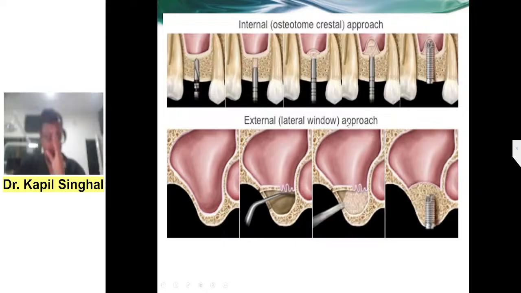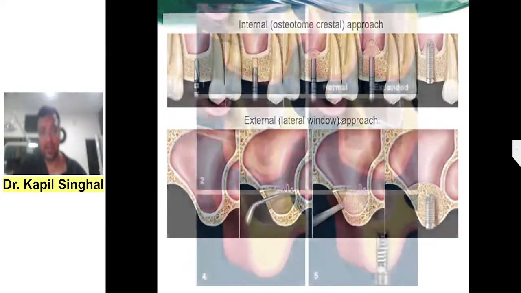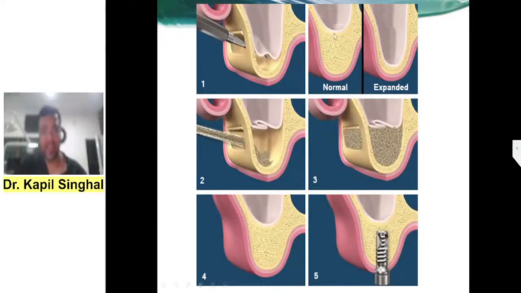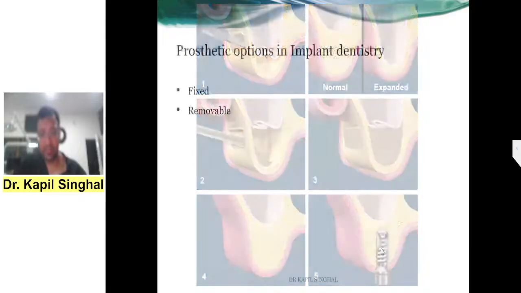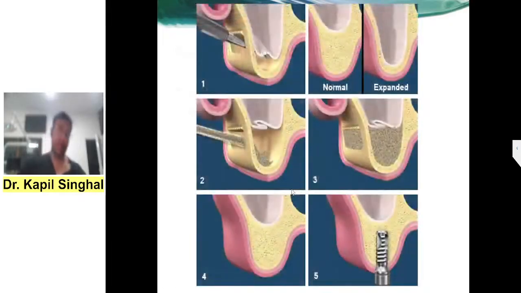Direct because you are directly visualizing that sinus membrane with your eyes. So that is why it is known as a direct sinus lift. Clear? So that's a direct sinus lift: lateral window, put graft, and place implant. Clear? So that is all for today. We have discussed the anatomical structures, and direct and indirect sinus lift.